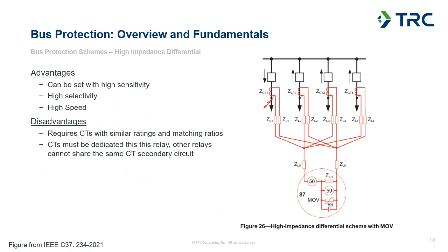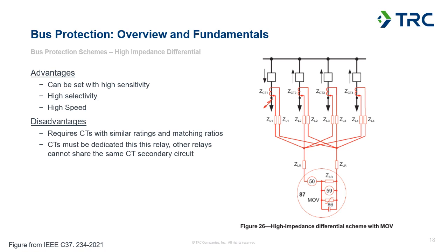So this type of scheme has the advantages that it can be set with high sensitivity, it's got high selectivity, and it can operate at high speed. So it's a scheme that's been around for a long time and really was a first choice for high speed bus protection for a long time.